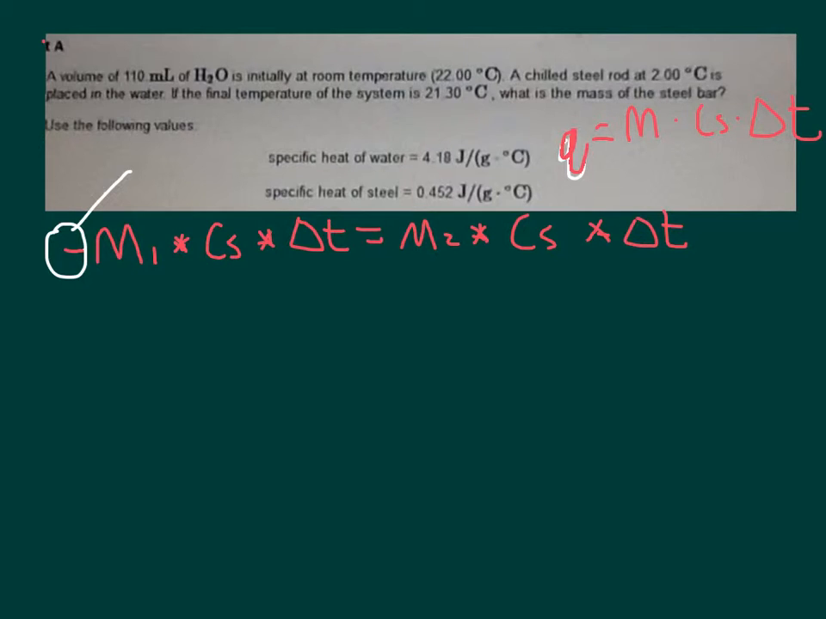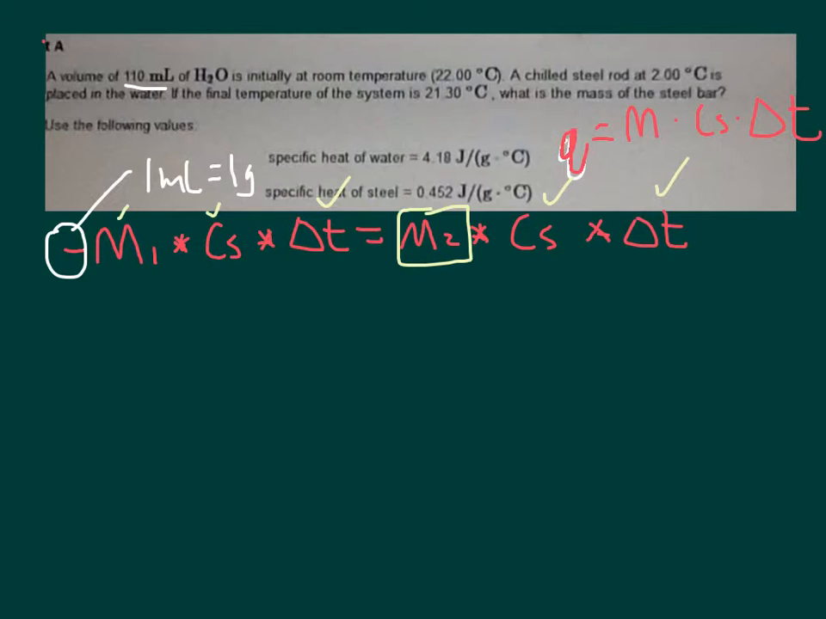Alright, let's get back to this. So, what do we know, what don't we know? We know the mass of object 1, because right here it says 110 milliliters. Now 1 milliliter equals 1 gram, so we can fill that in. We know we have the mass of M1, we can check that off. We know we have the specific heat of water, check that off. We know we have the change in temperature for steel, specific heat for steel, but we do not have the M2, the mass of the steel, and that is what we were asked to solve for.